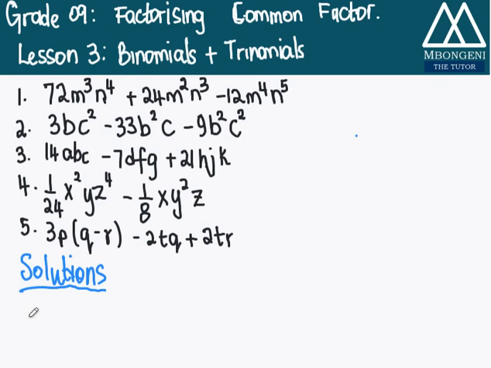Today we are looking at factorizing common factors. We are still on that, yes. And we will just have a look at binomials and trinomials.